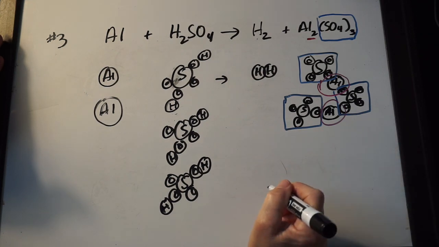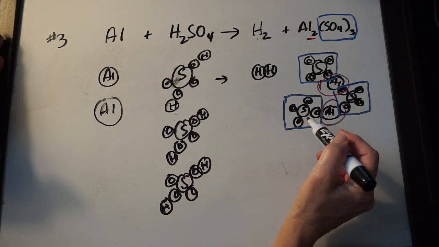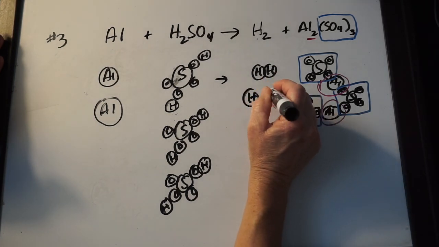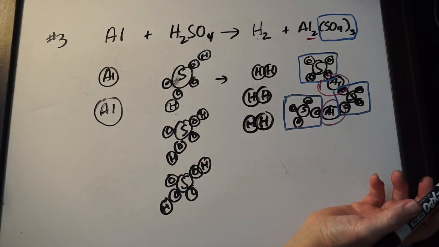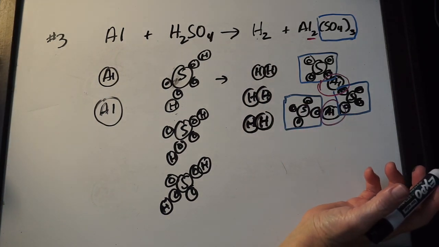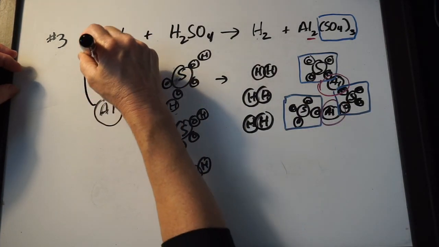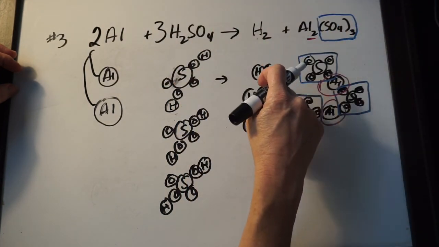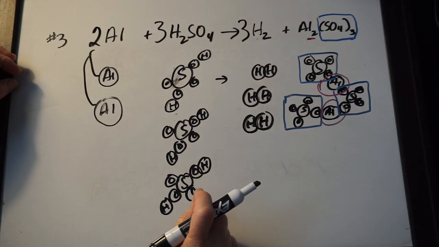So this is, I got my three sulfates. I have my three sulfates are balanced. I have 1, 2, 3, 4, 5, 6 hydrogens. So I got to add a few more hydrogens. And if I look at this, I would say this is balanced now. So it ends up being two aluminums, 1, 2, 3 of the acids, 1, 2, 3 of the hydrogen gases, and one aluminum sulfate.